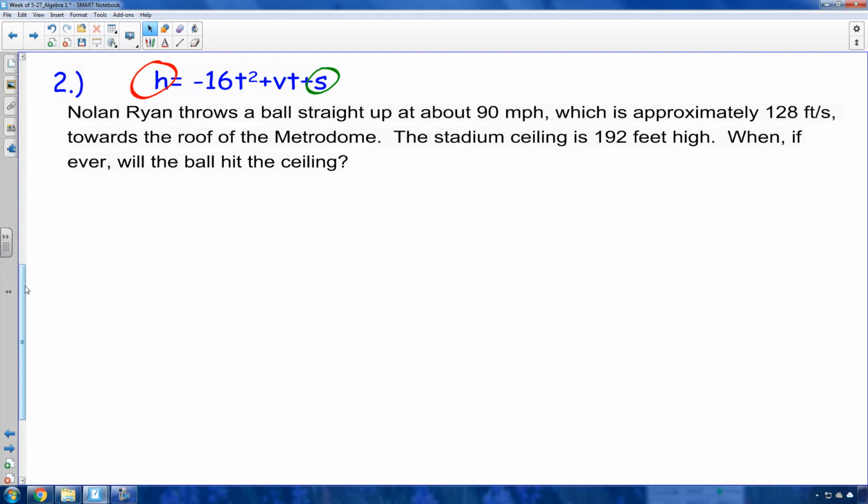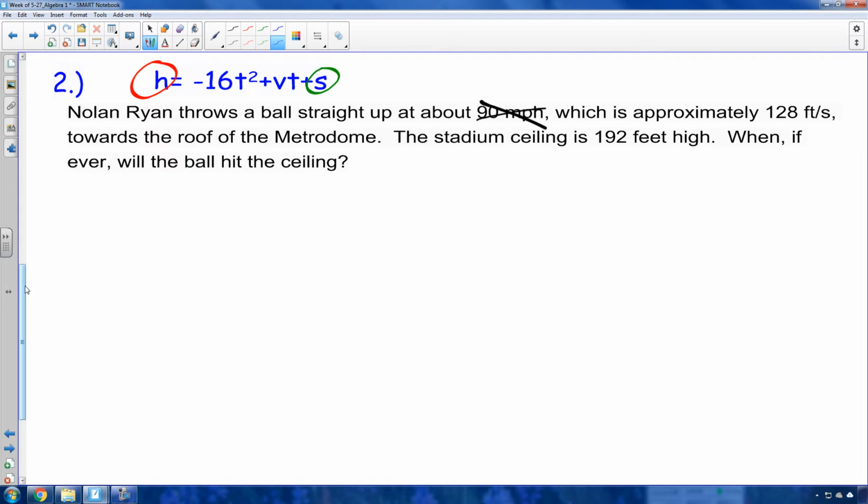So it says Nolan Ryan, who's a baseball pitcher, throws a ball straight up at about 90 miles an hour, which is also, aka, 128 feet per second. So we know that if all of this is in feet, this 90 miles per hour is kind of a distractor. It's there for people that play baseball so they have an understanding of how fast he threw it. But really, it's 128 feet per second that we want. Is the 128 feet per second the velocity, the starting point, or the final height?